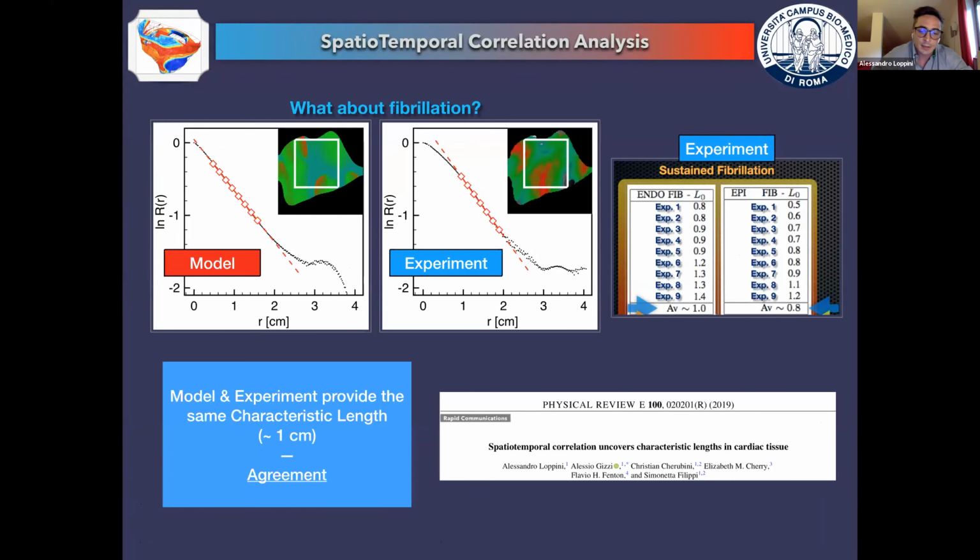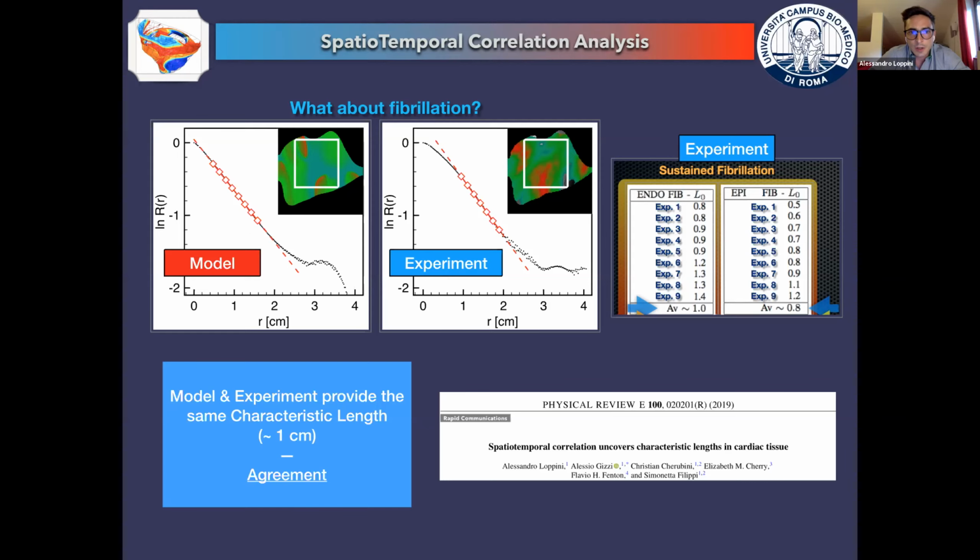So what about fibrillation? We see that there is a drop in the characteristic length along all the restitution protocols. Usually the characteristic length is about 2 centimeters in alternating regime. What we found in fibrillation, both in experiment and in modeling results, is that the characteristic length falls to about 1 centimeter. And this is in agreement with previously reported results on the correlation length computed on other kinds of experiments.